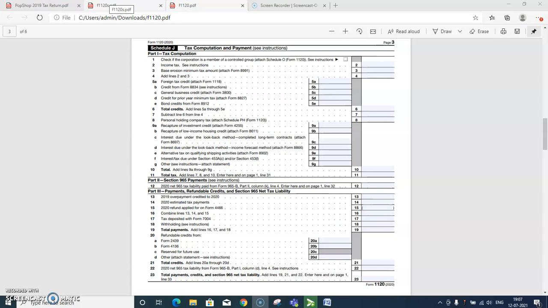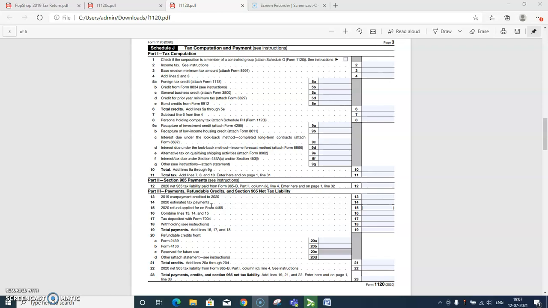Now, line 16, combine 13, 14 and 15, we will get the amount on 16. Line 17, tax deposited with Form 7004, that is the extension form. Now coming to line 18. If the corporation had federal income tax withheld from any payment it received because, for example, it failed to give the payer the correct EIN or was otherwise subject to backup withholding, include the amount withheld in the total for line 18.